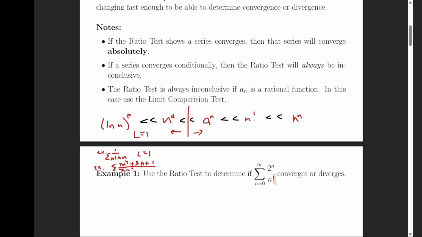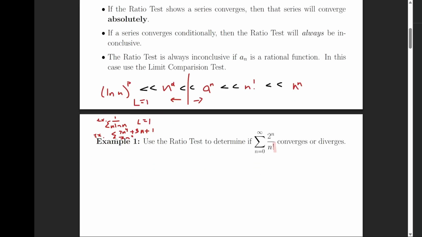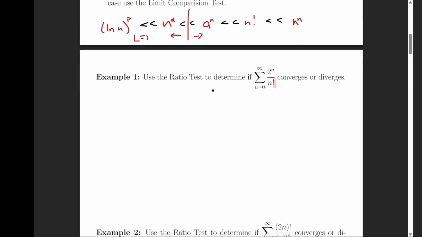Just like, if it's any n^4 or n^3, don't use the ratio test, is basically what I'm saying. Okay? And then I'll do an example. So using the ratio test to determine if this series converges or diverges.